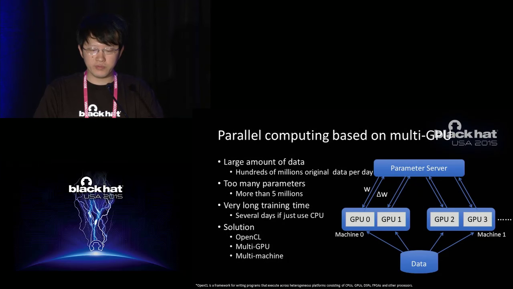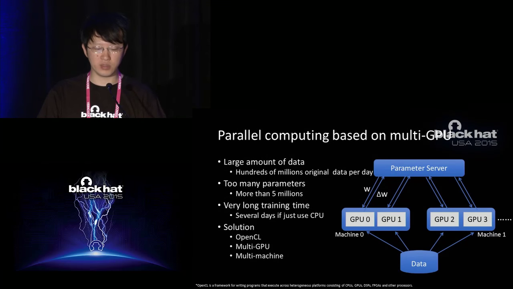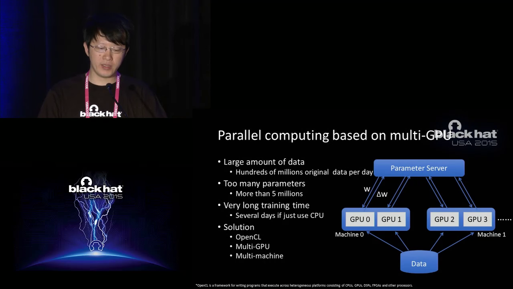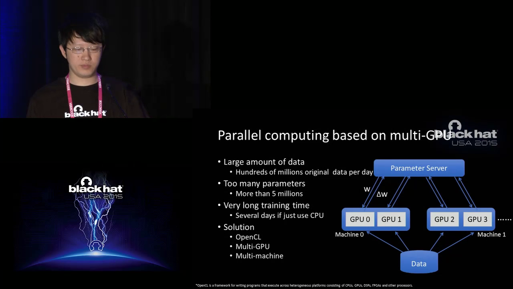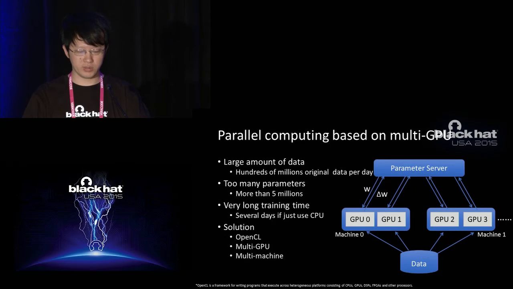There are several reasons that we must use parallel computing based on multi-GPUs. We have a large amount of data, and there are more than 5 million parameters. It would take several days on just one machine. As the sketch map shows, data are divided and put onto multiple machines at first. Each machine has several computing nodes. A parameter server is at the top for gathering and distributing parameters. The parameter is the parameter W. Anyway, we solve the problem by multi-machines, GPUs, and the OpenCL framework.